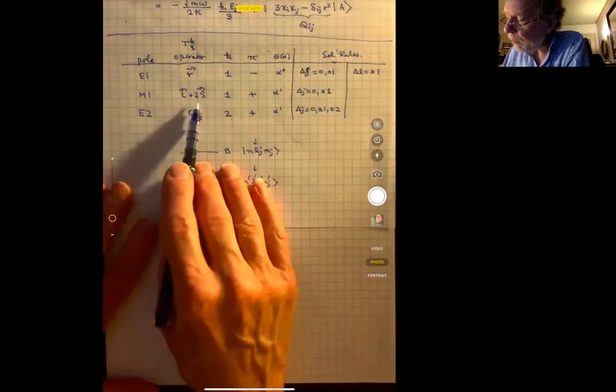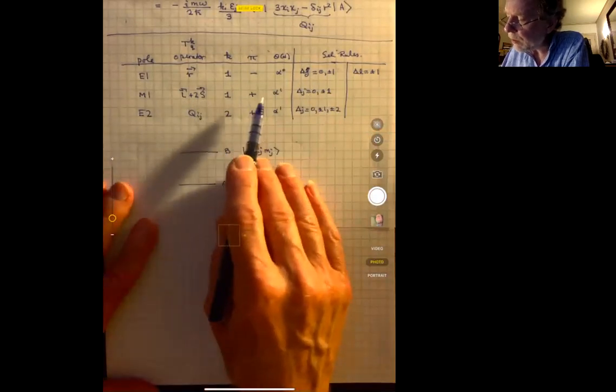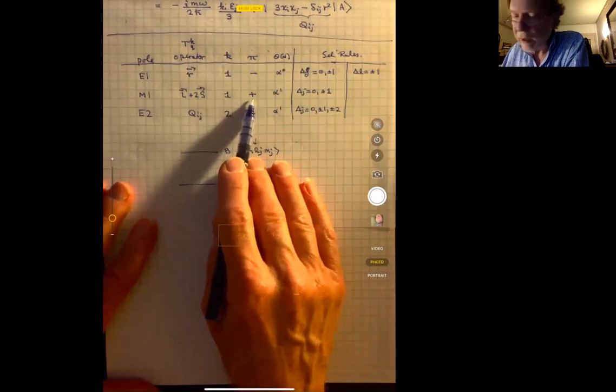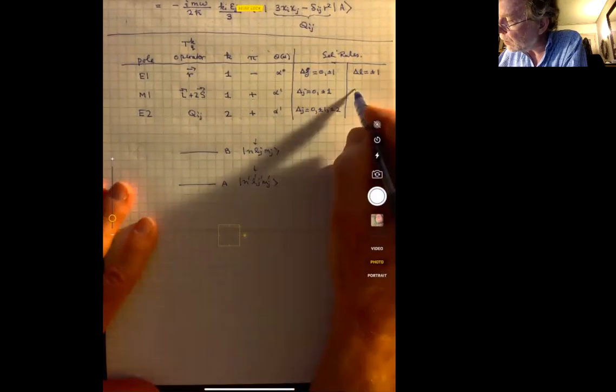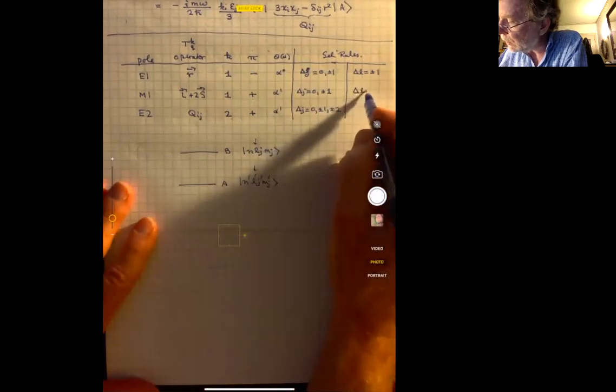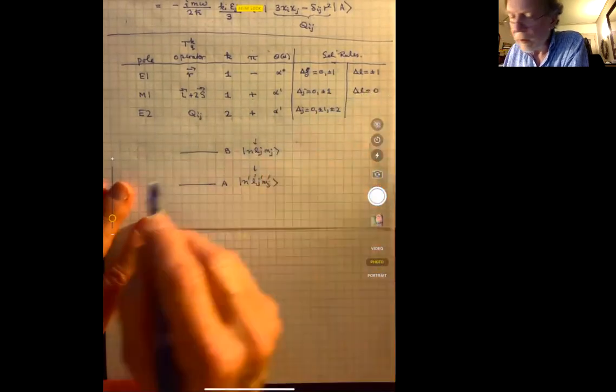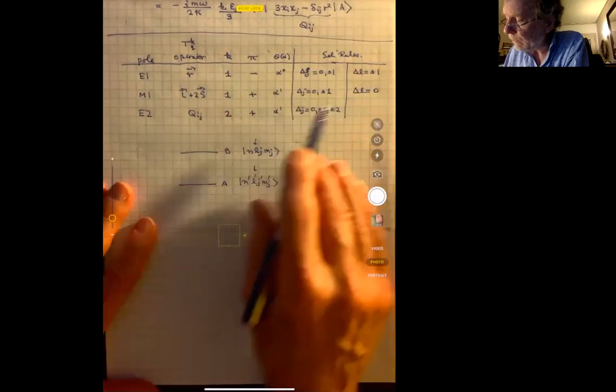For the magnetic dipole, however, the operator in question is even under parity, not odd. And so that excludes the odd values of delta L. And so the magnetic dipole will vanish unless delta L equals 0. That's the only even choice.